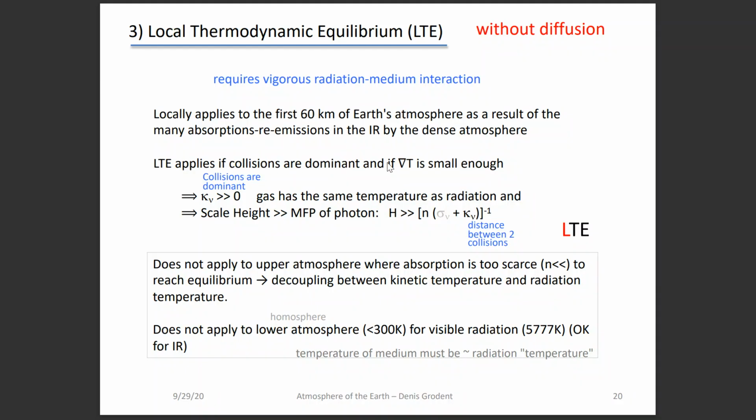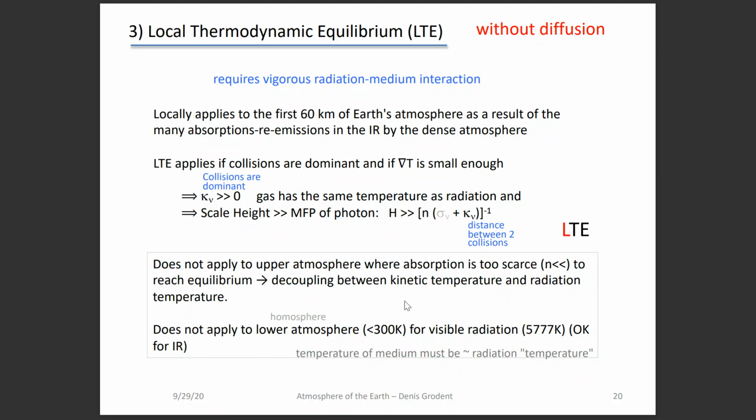LTE applies if collisions are dominant, and if the gradient of temperature is small enough. So what does it mean that collisions are dominant? We have a high absorption coefficient, and a scale height that is way higher than the mean free path of the photons. Does it apply in the upper atmosphere where absorption is too scarce to reach equilibrium, decoupling between kinetic temperature and radiation temperature?